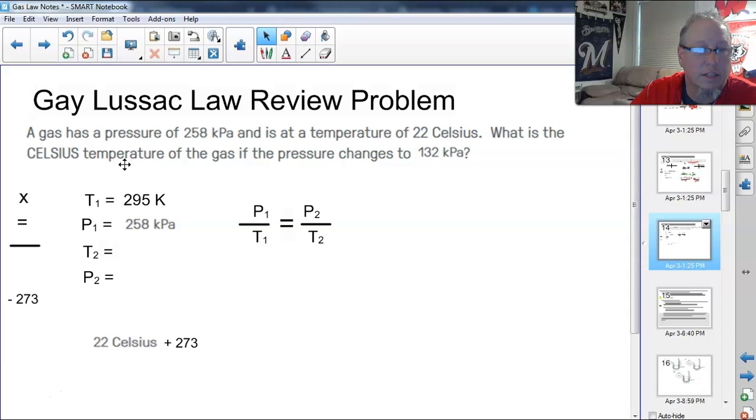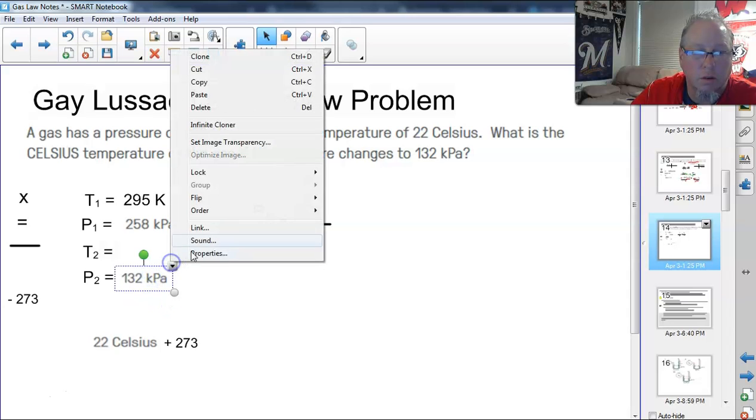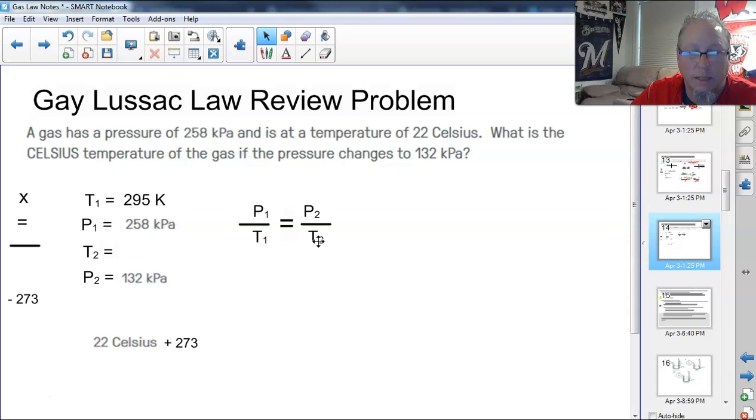What is the Celsius temperature if the pressure is 132? So, looks like I am solving for my temperature 2. I'm going to take my P1. My P1, got to be careful when you're doing the problems, really easy to make a mistake. And that is equal to over T1. So P1 over T1 equals P2 over T2.